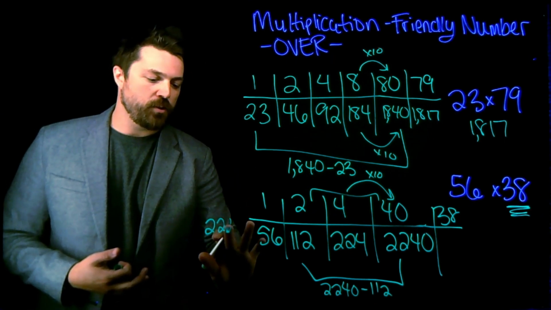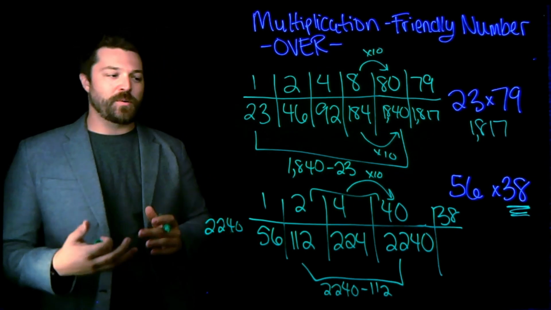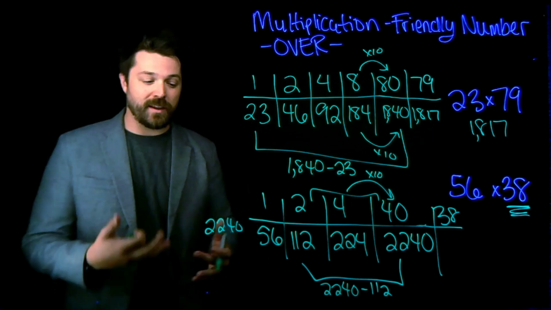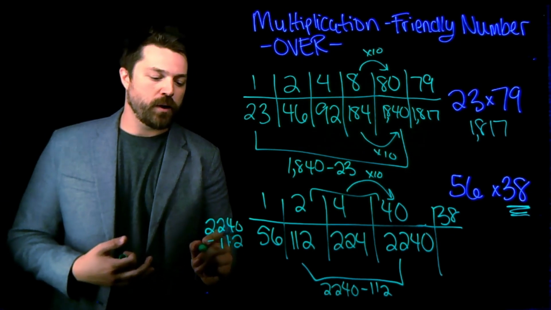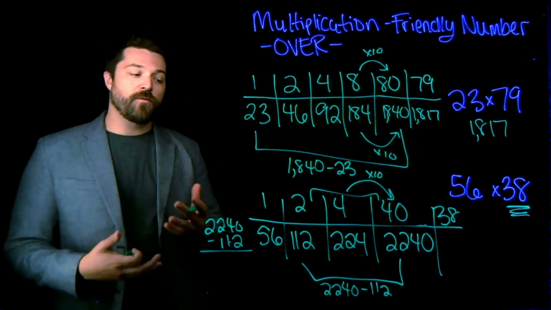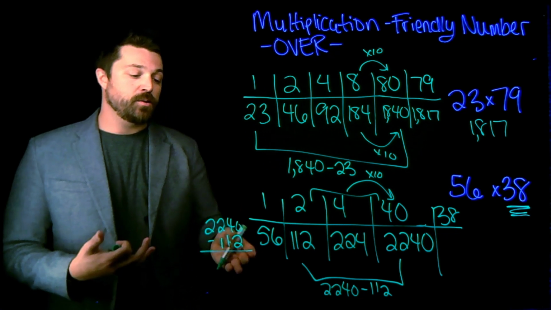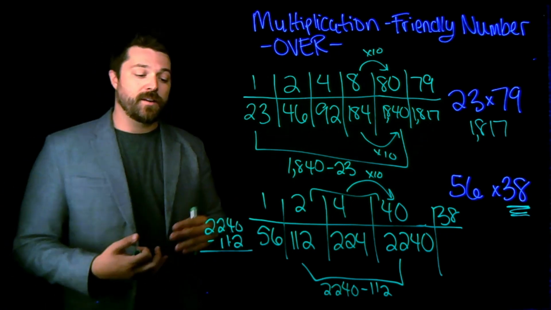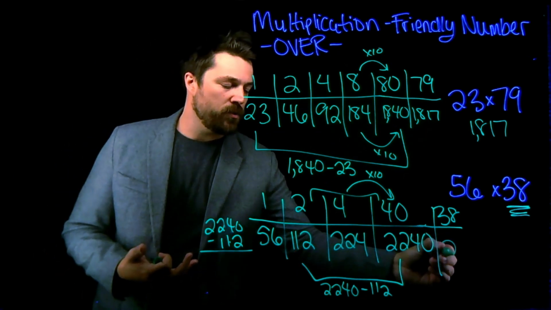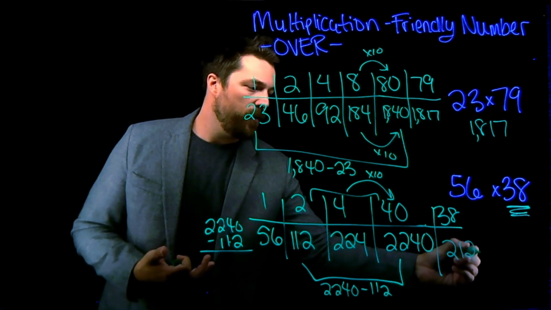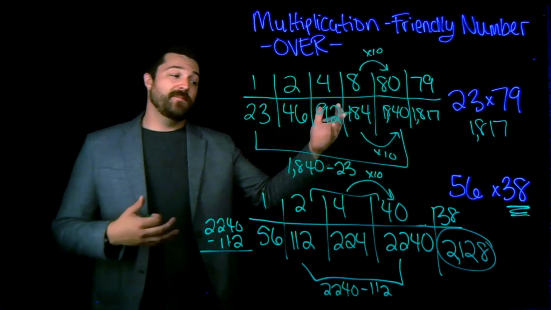Again, if students need to work this out, that's okay. Doing a little extra arithmetic in the strategy is just building number sense and reasoning. So 2,240 minus 112. If I subtract 100, that's 2,140. And if I subtract 12 from the 40, that's going to be 28. So 2,128. And we figured out 56 times 38.